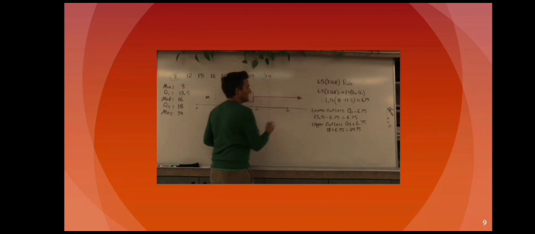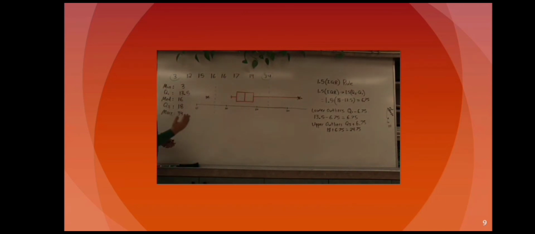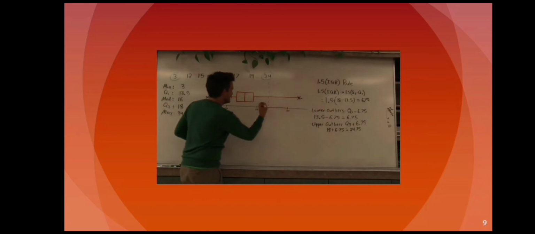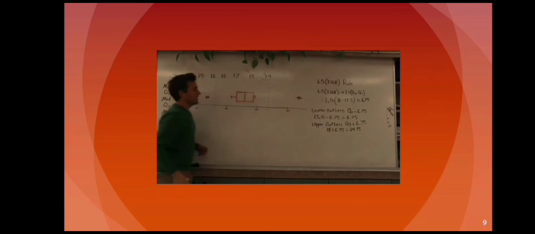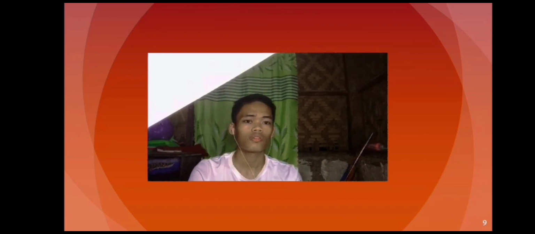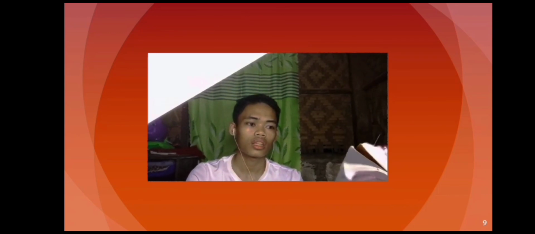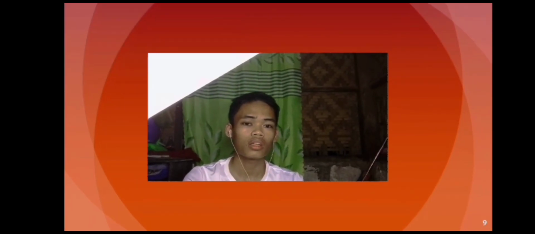Replace the 34 with an asterisk. Our highest value that's not an outlier is this 19. And erase the whisker. And now we have a modified box plot where we have outliers clearly identified. It's very important to determine the outliers of the dataset because it could affect the mean and the standard deviation. It can affect in a way that it could make the values larger than it should be.